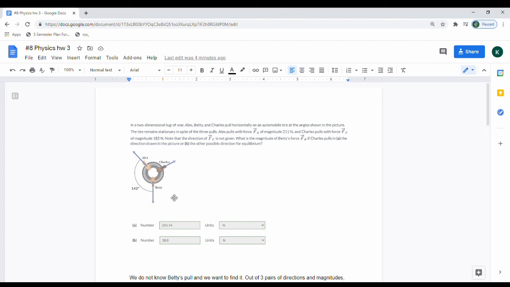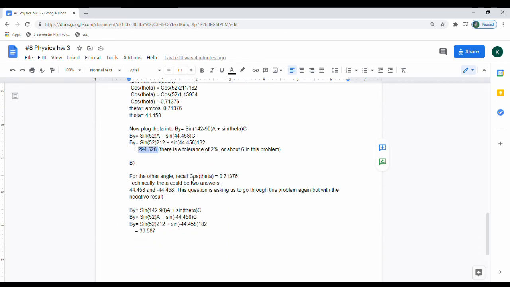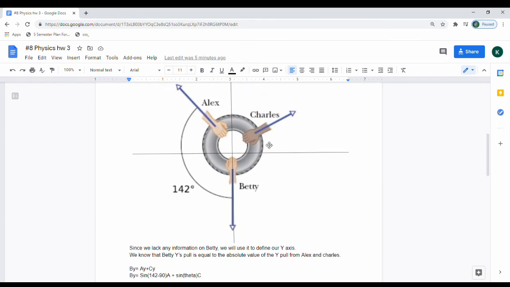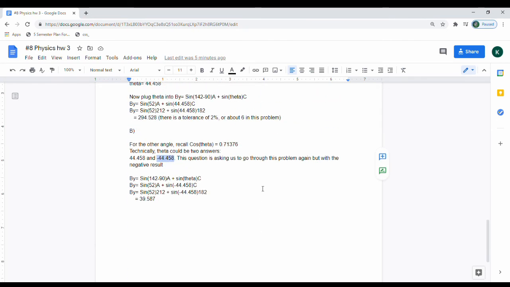As a matter of fact, we actually know how to find this, because recall that we did cosine theta equals whatever you got. However, there's technically two answers for this. There's the positive answer, but also it could be negative 44.458, as equally as possible. And in this scenario, negative 44.458, it would be somewhere down here where Charles is pulling. That's also possible, and that's what this question is reminding us and also asking us.